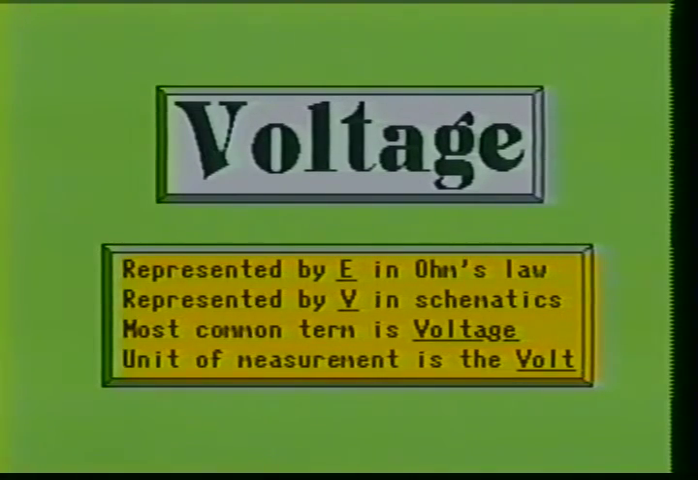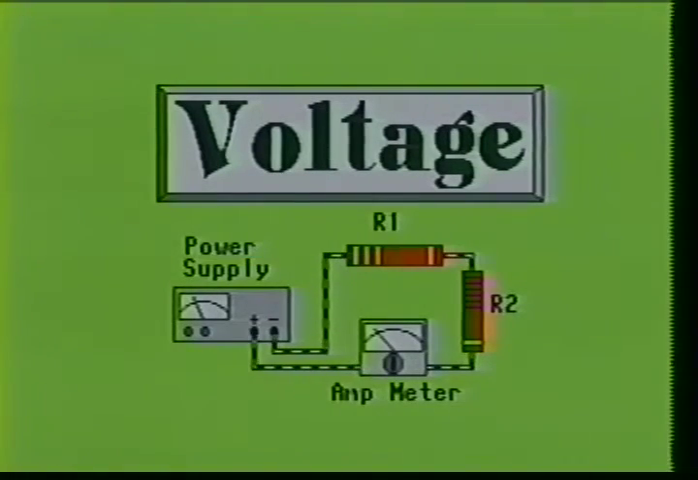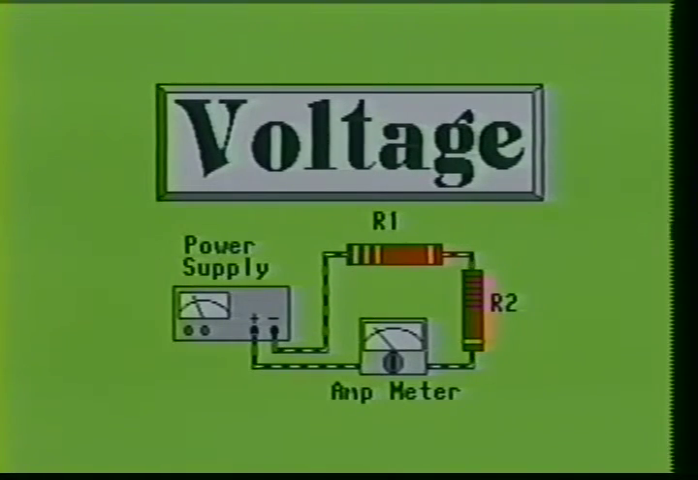Voltage is measured in a unit called the volt and can be thought of as the pressure which causes the electrons to flow in the circuit. Without this pressure, the electrons would not flow. The greater the pressure, the more the electrons will flow through the circuit. If the resistance does not change and the voltage doubles, the electrons flowing through the circuit will also double.